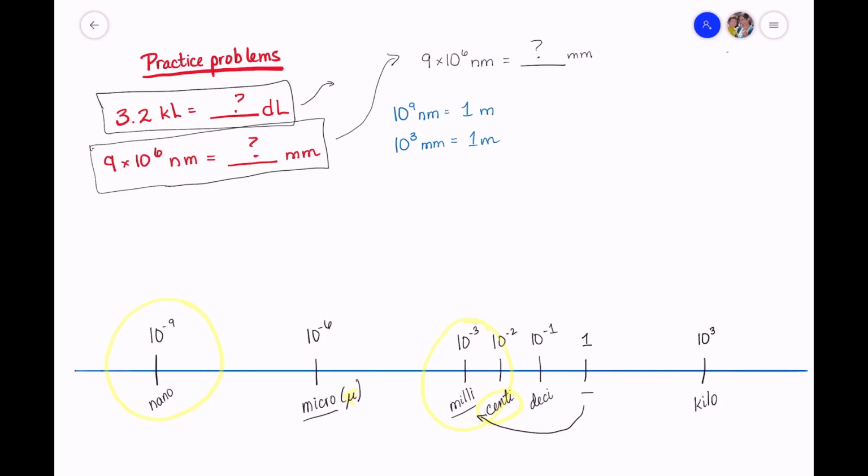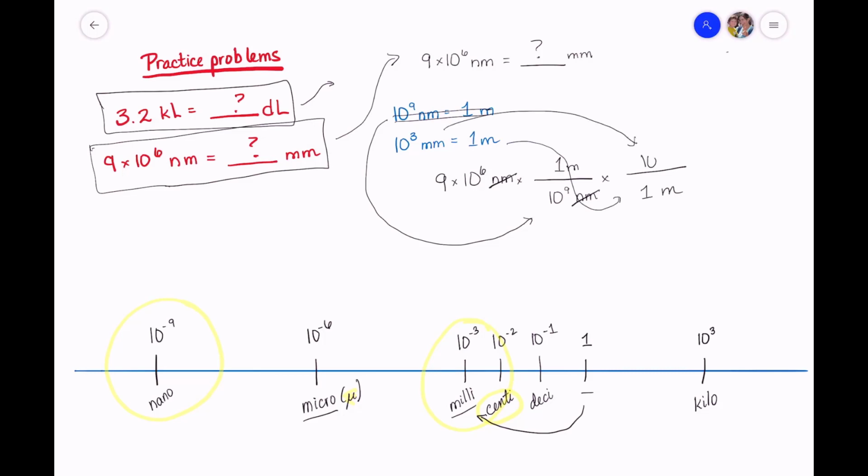Now that I have those conversions, I'm ready to get started on my problem. So 9 times 10 to the 6 nanometers, multiplication sign, line, nanometers goes at the bottom. So I can invoke my first conversion. 10 to the 9th goes on the bottom, which means 1 meter goes on the top. Nanometers canceled out. I have meters, but I don't want meters, so I'm going to put another multiplication sign, a line, and meters goes on the bottom. That allows me to use the second conversion factor as shown.